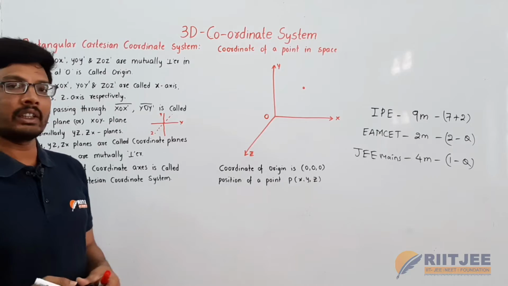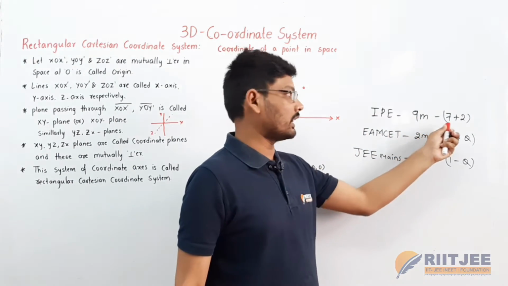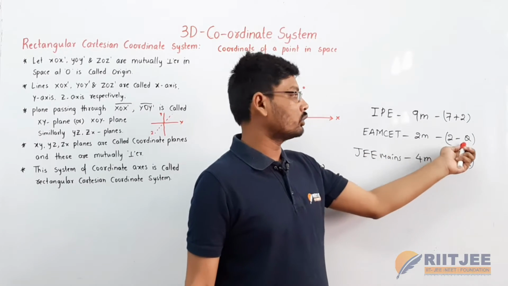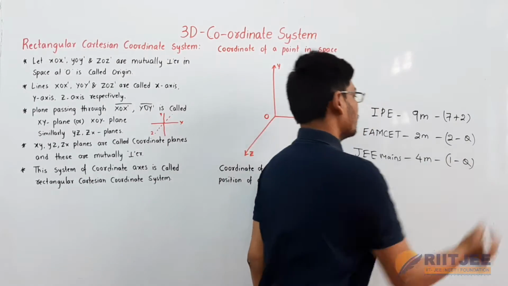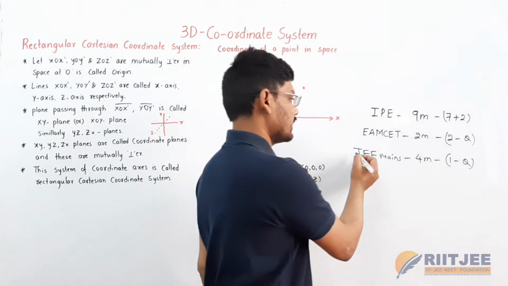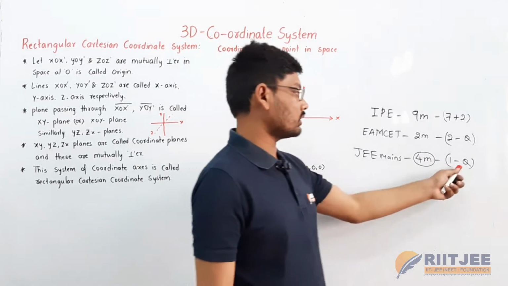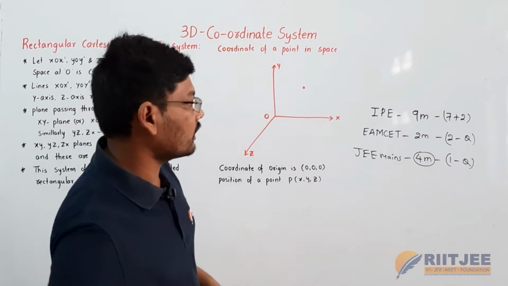The weightage of the 3D coordinate system: in IP, 9 marks, with a 7 marks question and a 2 marks question. In MSET, 2 marks, with a possibility of 2 questions from this chapter. In JEE Mains, a 4 marks question, with a possibility to get 1 question from this chapter. This is the weightage of this chapter.